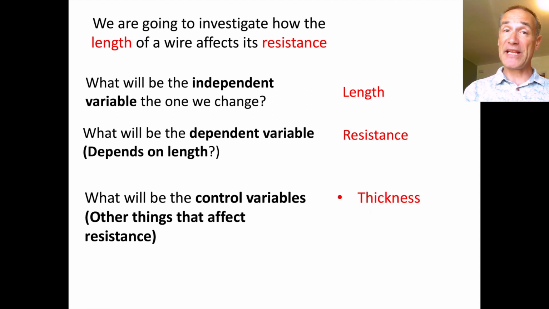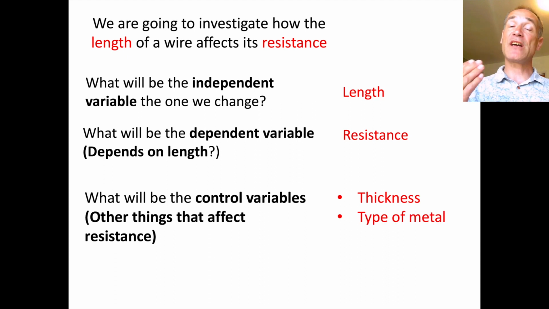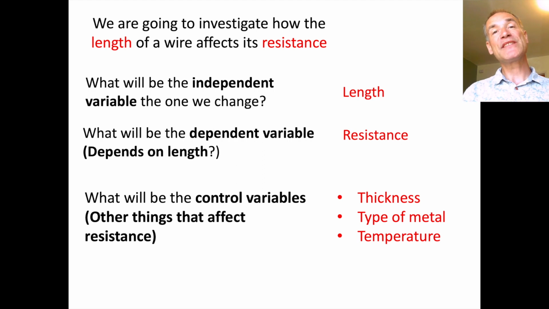So we've got to keep the thickness the same by using the same wire. We've got to keep the type of metal the same by using the same wire. And we've got to keep the temperature low, so that doesn't affect the resistance of the wire. So we can use a very low current to stop the wire from heating up.